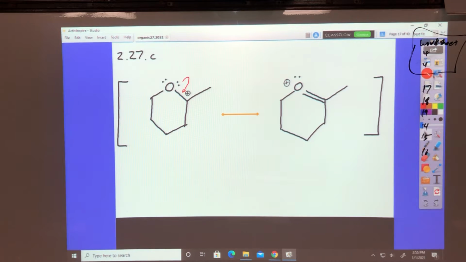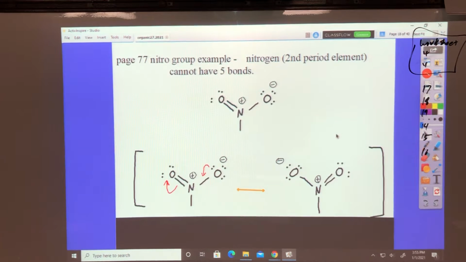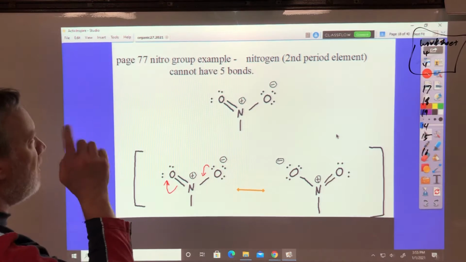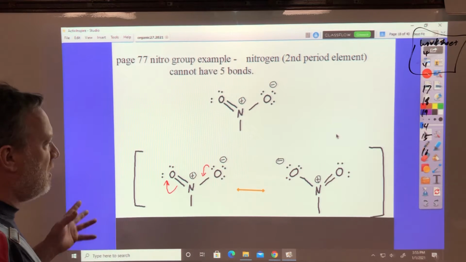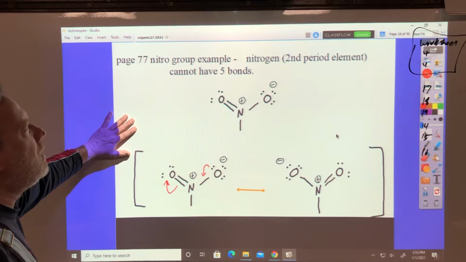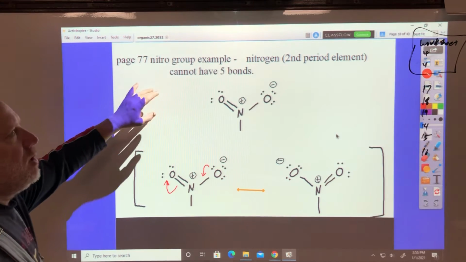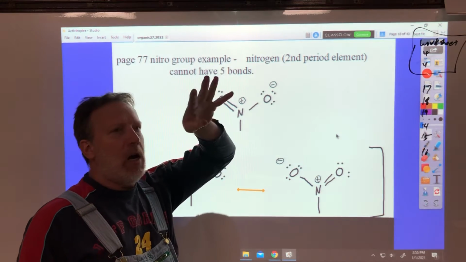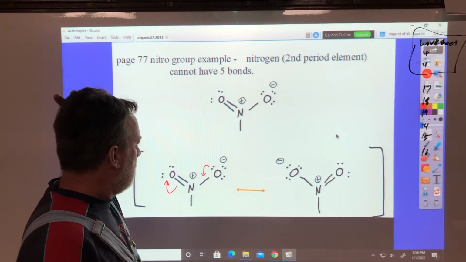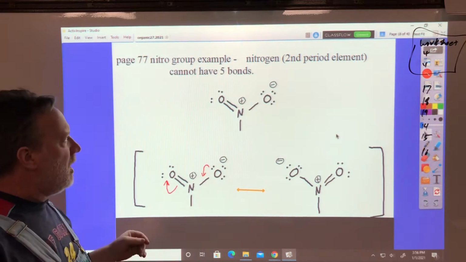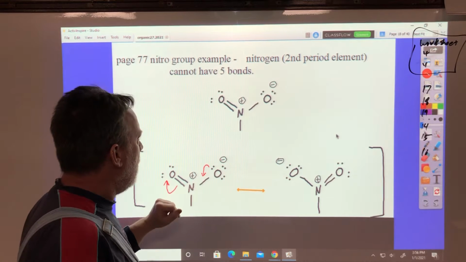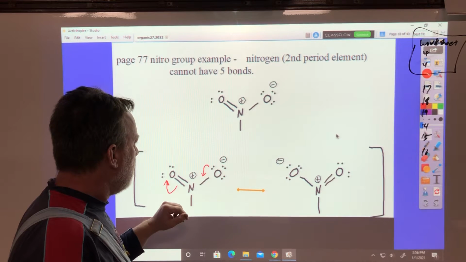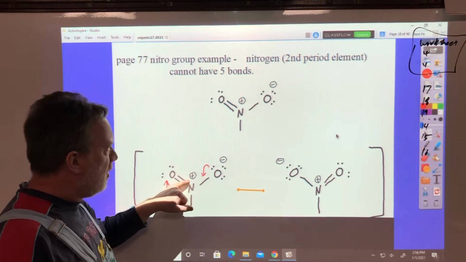All right, next one. If you go up to page 77, there's a nitro group example. It seems to me like we already did this one or discussed it at some point. Nitrogen is up there in the second period. It cannot have 5 bonds. In fact, I'm sure I cut and pasted this somewhere. But if you have, okay, there's a positive formal charge.